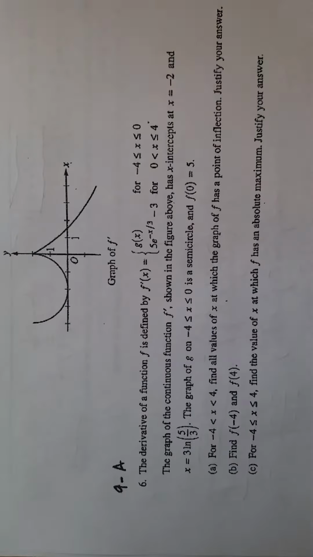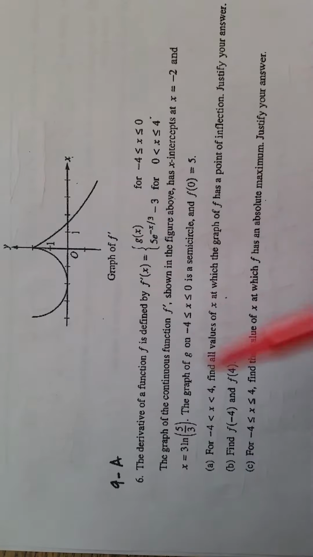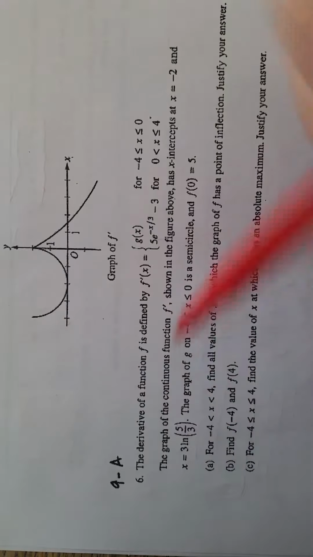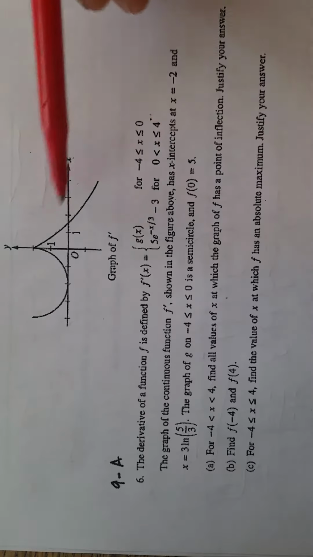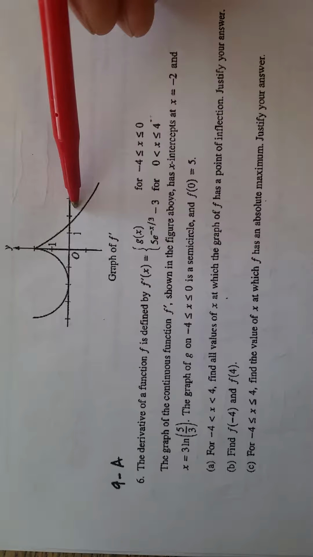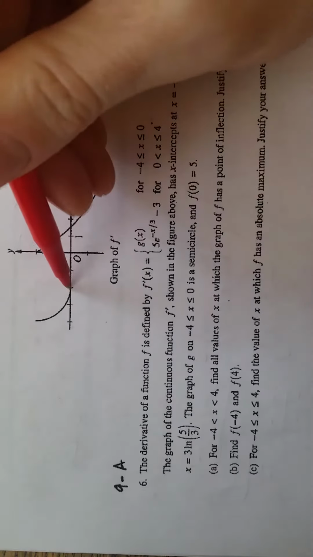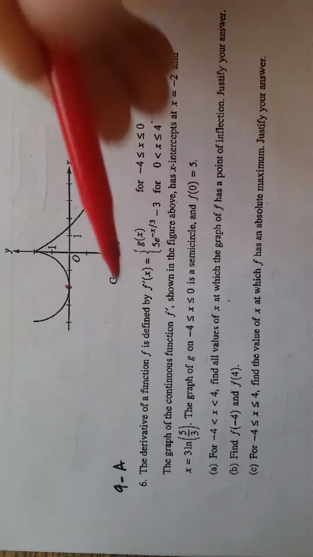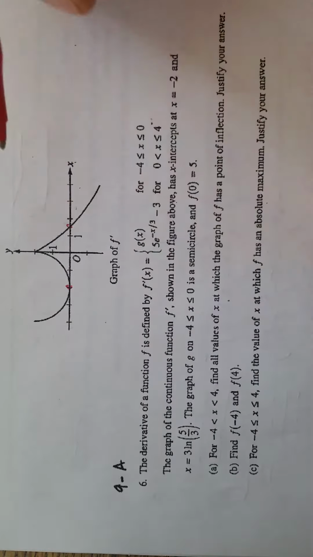Okay, I'm going to try to do this in one fell swoop. You can see which problem it is, right? The derivative of a function is defined by this piecewise defined function, and this is a picture of it. It has x-intercepts at x equals -2, so it does hit the x-axis there, and x equals 3 natural log of 5/3. It's right there, all right?